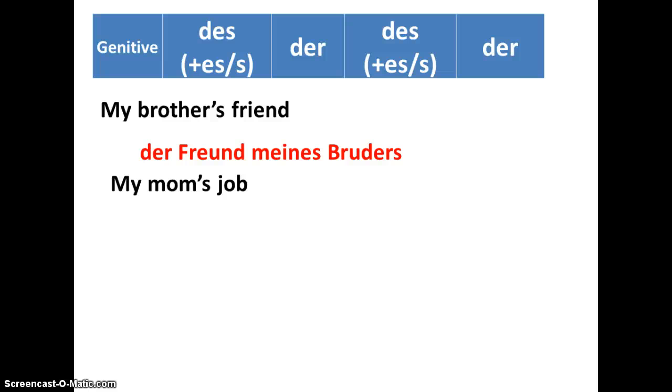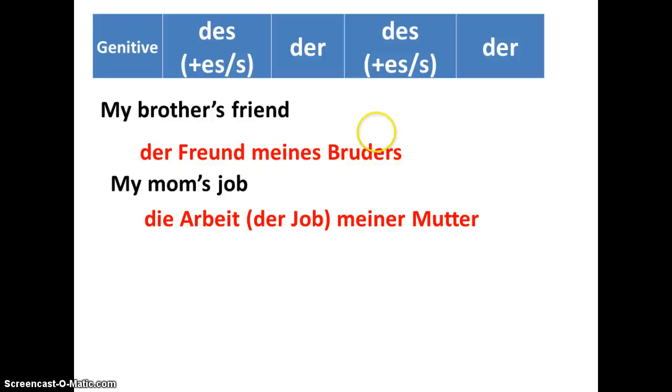My answer came up to be the job of my mother. So I took die Arbeit and I used Mutter as a feminine word, my mother. The ending should rhyme with der, meiner Mutter. No S on Mutter because it's feminine. The next example is the teacher's room. I used das Zimmer for the room. You should pause and try it on your own.